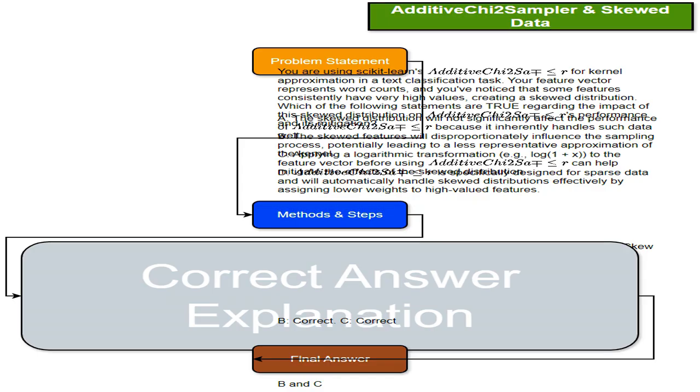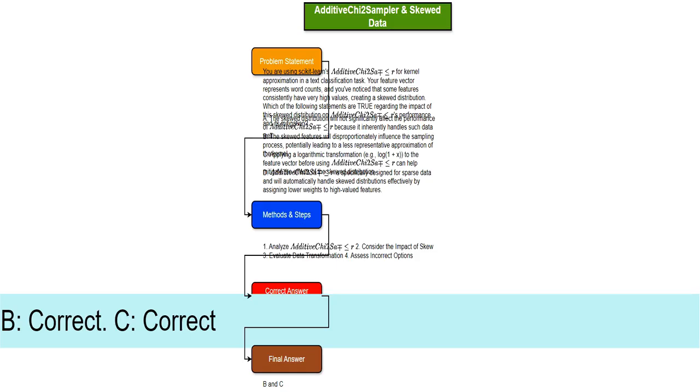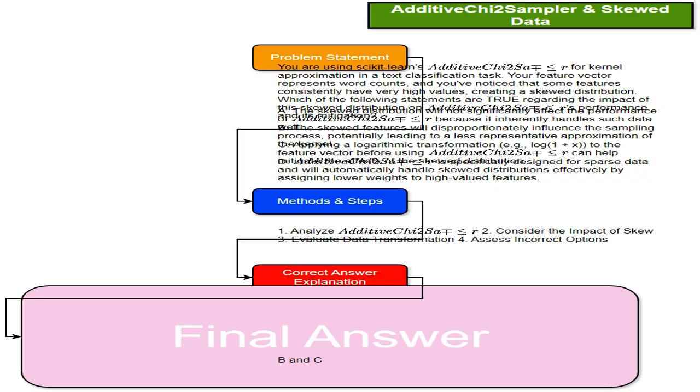I will now explain the correct answers by examining the provided options. Options B and C are correct. Option B correctly points out the problem of skewed data leading to biased results. Option C suggests a correct mitigation strategy. The correct answers are B and C.